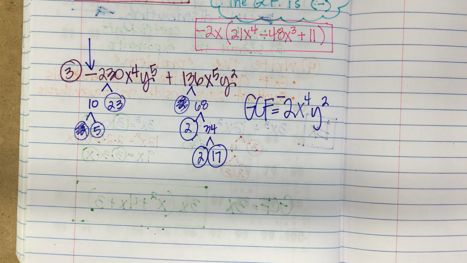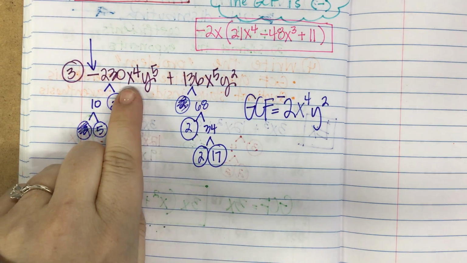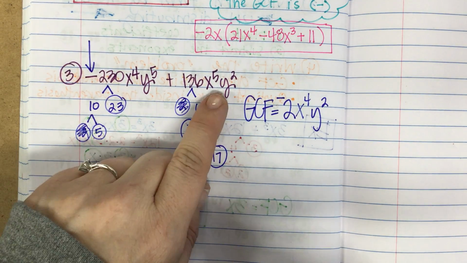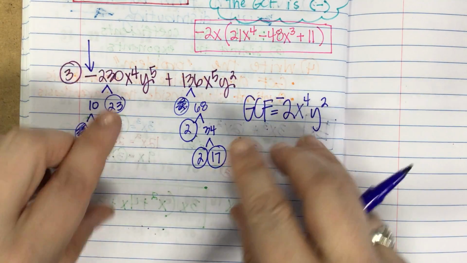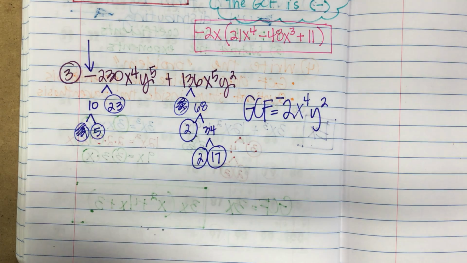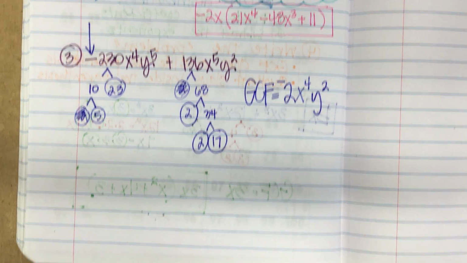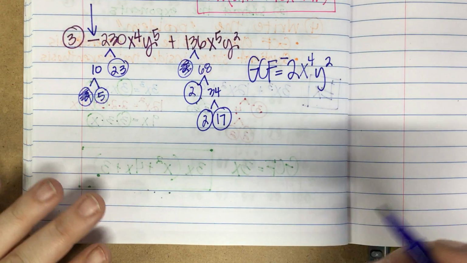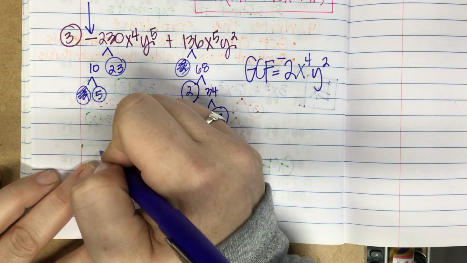Why would it be x to the 4th and y squared? Because there's x, x, x, x here, and here there's 5 of them. So they share 4. So basically just the lowest number. The lowest exponent, yes. As long as it's in both terms. Yes.